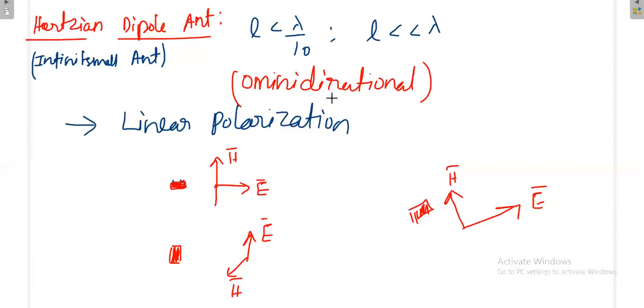In the exam, they'll ask this only. What is the radiation pattern of a Hertzian dipole? They will give you different answers, and you have to choose properly. Then what is the polarization? Linear, circular, like that they will ask.